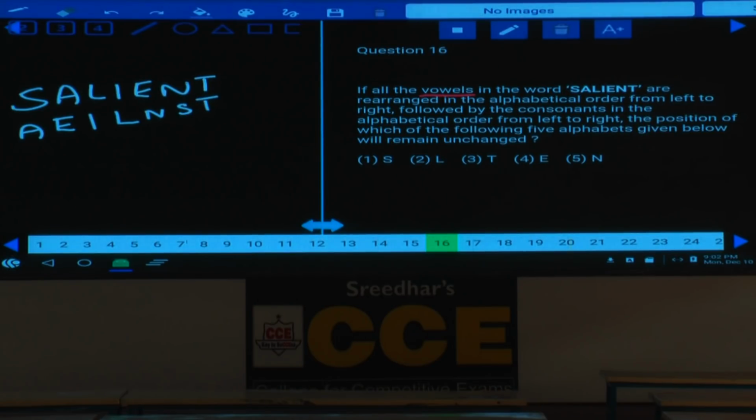From left to right, the positions of which of the following 5 alphabets given will remain unchanged? T's position remained unchanged, next one E, N, I, L and only T. Then what is your answer here? Choice 3 is the answer. Clear? Which letter remained at the same place? T remained at the same place.